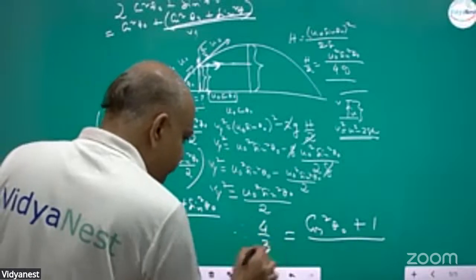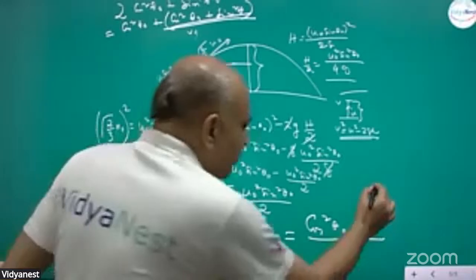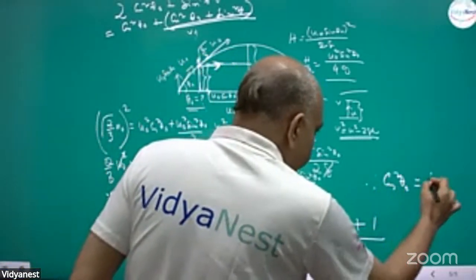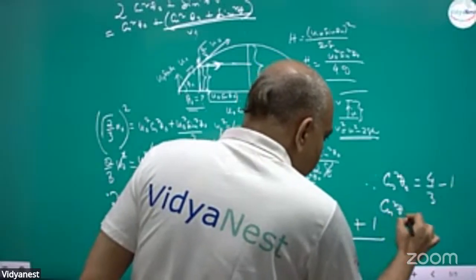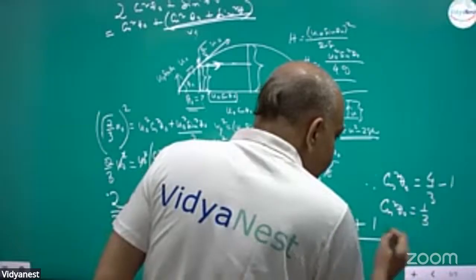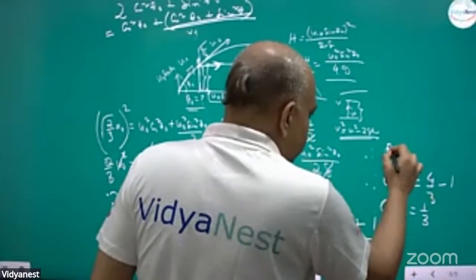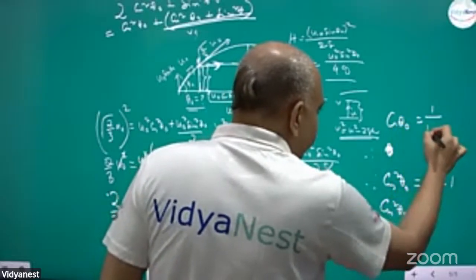This is going to become 4. Clear? Therefore, cos square theta naught is equal to 4/3 minus 1. Meaning cos square theta naught is equal to 1/3. Therefore, cos theta naught is 1/√3.